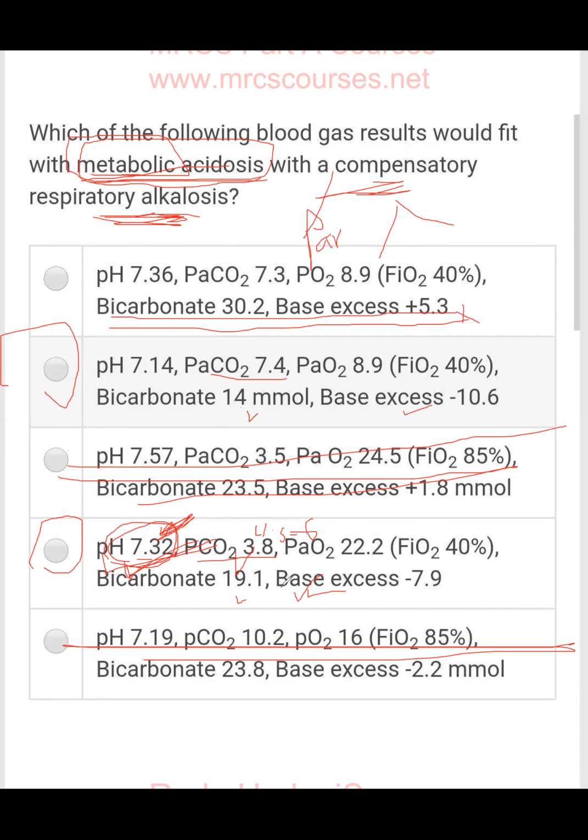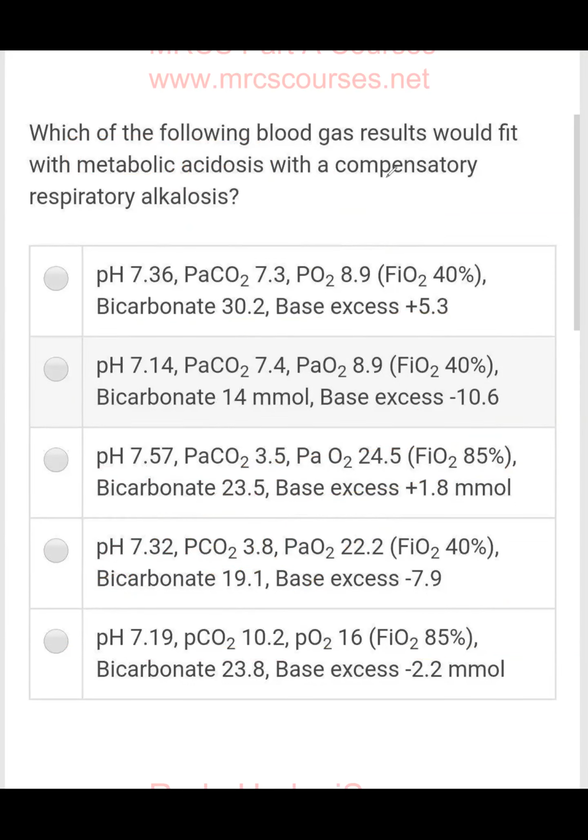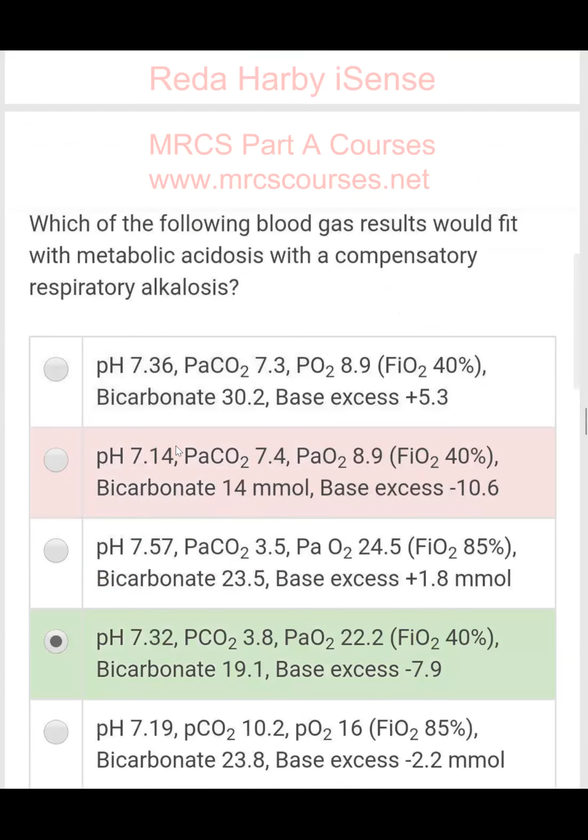Next step is looking at PaO2. It is normal, this one and this one. Bicarbonate is low, so it is a metabolic cause of acidosis. Very nice. Yes. But the patient is breathing like this to compensate by respiratory alkalosis by washout of CO2. Then the answer is D. Very nice. So the answer is D.